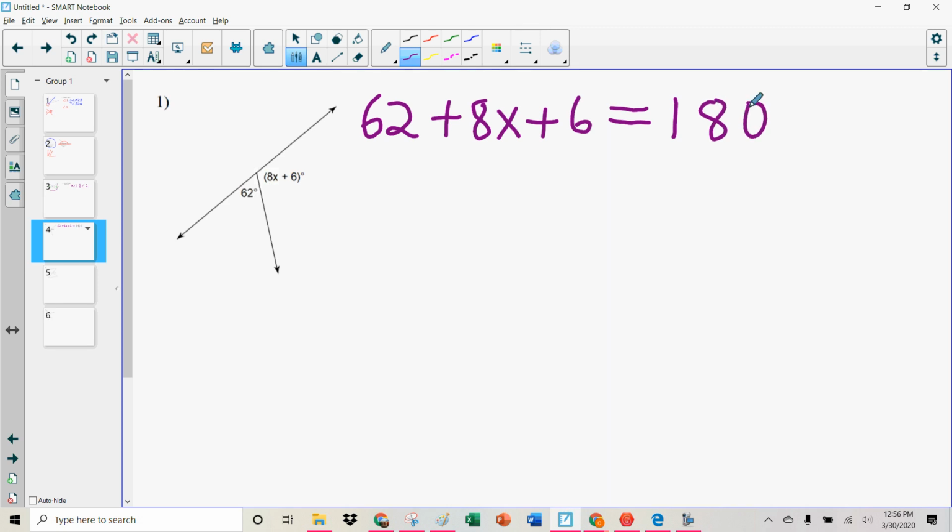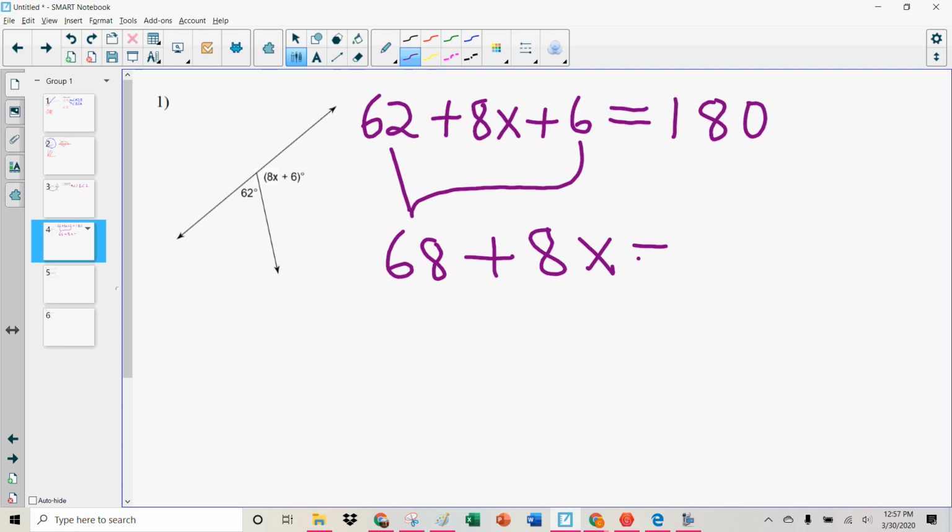Then I solve this equation using the methods that you've already learned. First, I will combine like terms. 62 and 6 are both constants. Add them together, you get 68. I would like to keep the variable term on the left side, so I will subtract 68 from both sides of the equation.